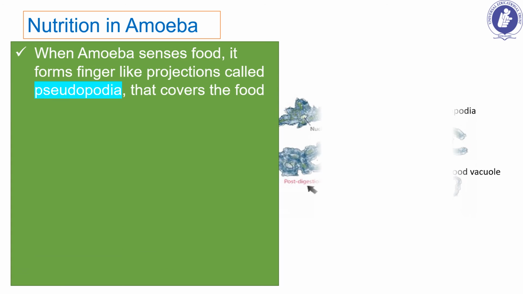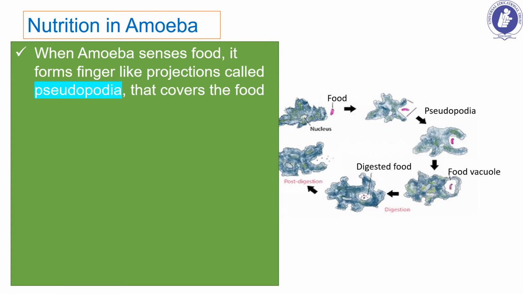Let us learn how nutrition happens in amoeba. When amoeba senses food, it forms finger-like projections called pseudopodia that cover the food. So here in this picture, the complete nutrition of amoeba is shown. The first one, the amoeba, is shown here. Inside it the nucleus is there. The nucleus contains DNA for this organism. Here the pink colored one is the food for amoeba. So whenever it sees the food, it forms a false foot. The word pseudopodia means false foot.